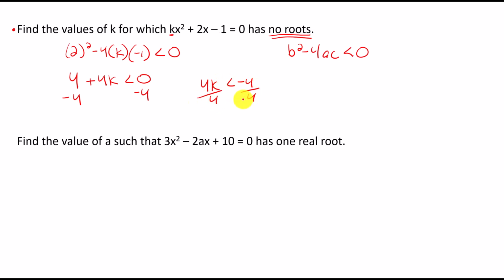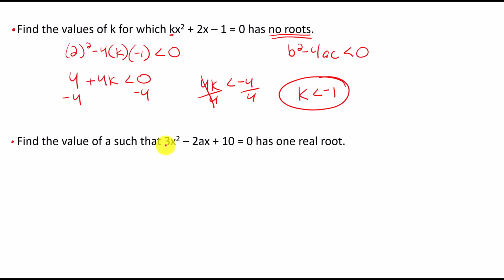Divide by 4. Now I'm dividing by a positive. This is negative, but the number that I'm dividing by is positive, so I do not need to change the sign. So I'm going to get k is less than negative 4 divided by 4 is negative 1. So k can be any value less than negative 1, and then this quadratic would have no roots. Okay, take another minute and try this problem and then check your answer with me.